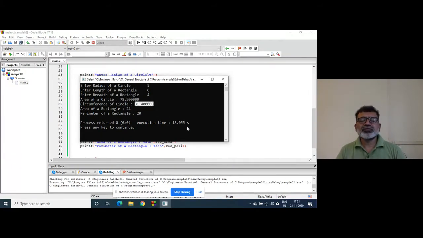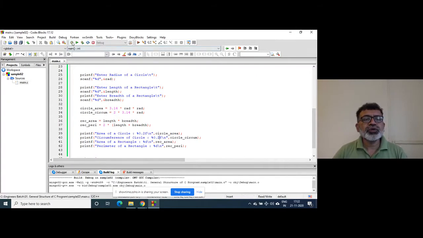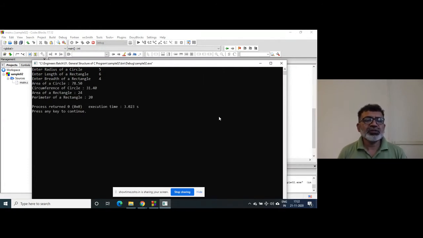So you can make it a bit neat. Unnecessarily there is no point in printing the area of a circle up to 6 decimal places, which is default, right? So you can give 0.2, and here also you can give 0.2. So if I build this program again and run this, now it looks a bit good, right?